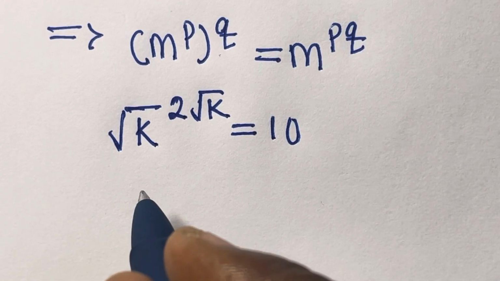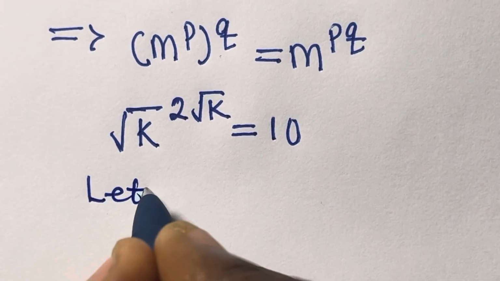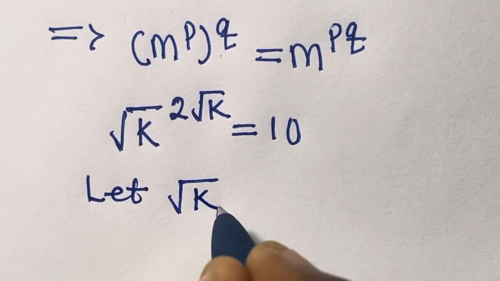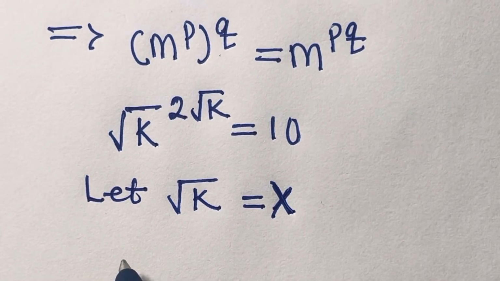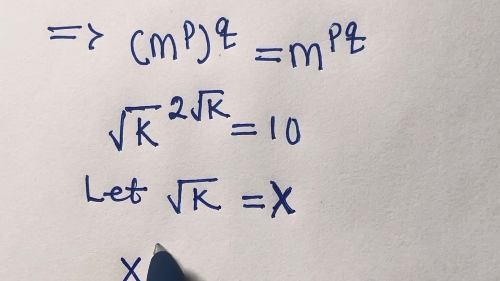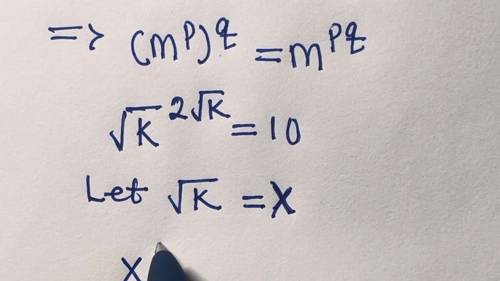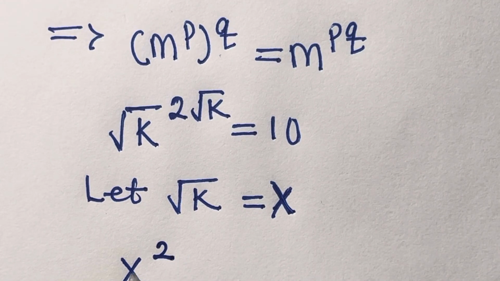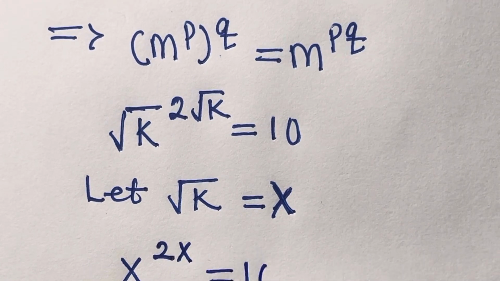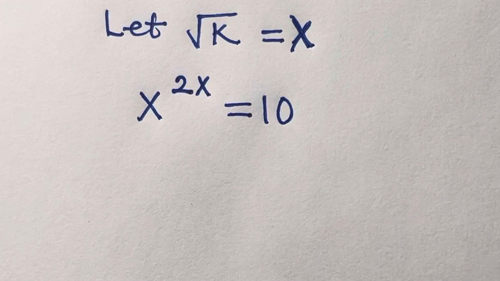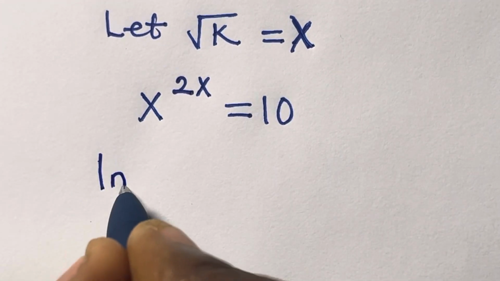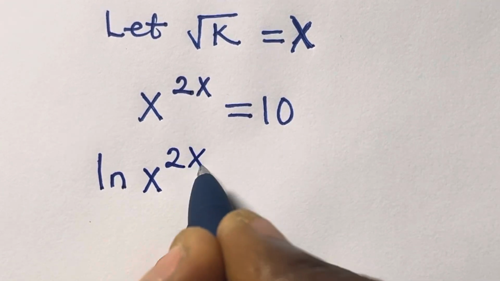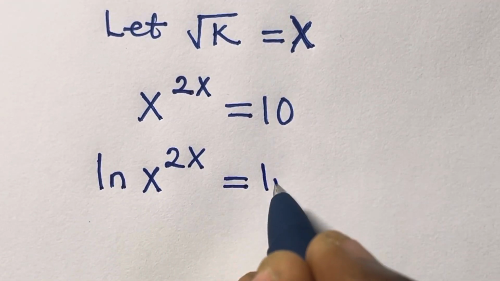So now let's say square root of k equals x. So we will have x raised to power 2 raised to power 2x equals 10. So now what we do is introduce ln to both sides, so that we have ln of x raised to power 2x equals ln 10.